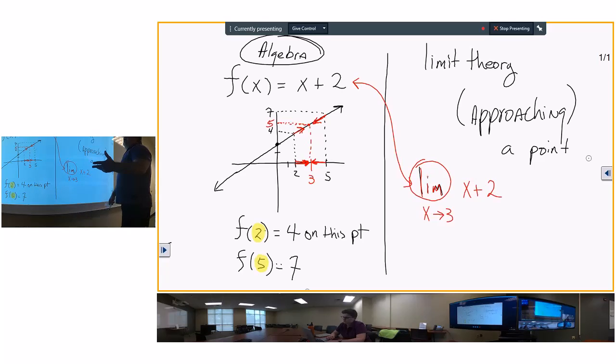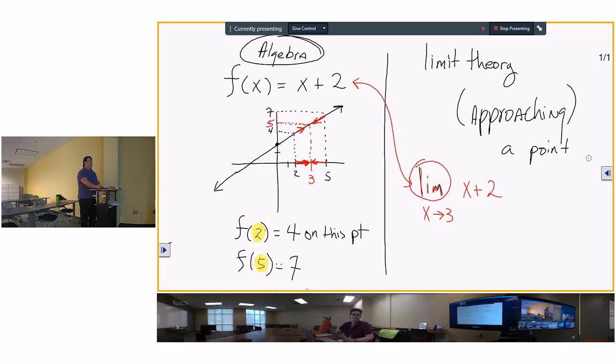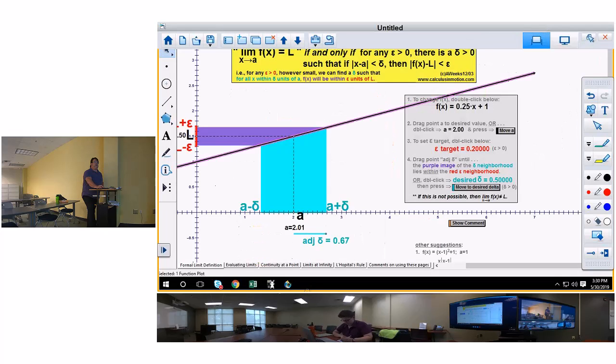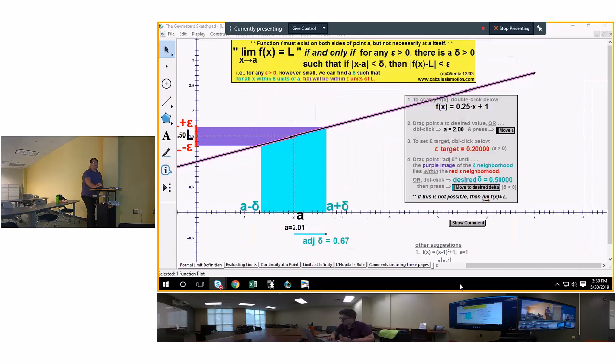Okay, so the red is a different concept. This is technically called the Squeeze Theorem. And you might want to write that down. You may see it sometime. The Squeeze Theorem basically says this right here. Let me get rid of this right quick. And that's the Squeeze Theorem.